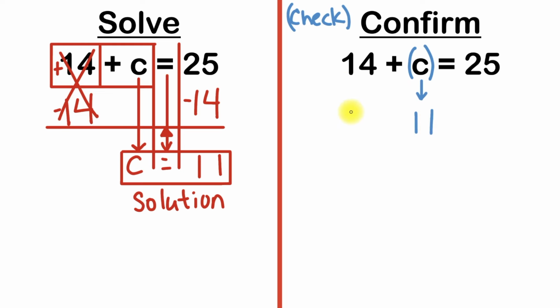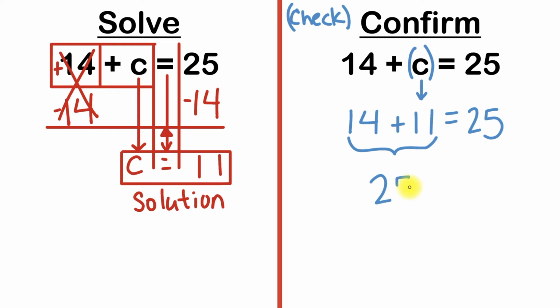I'll bring down the 14, I'll bring down the plus sign. I've already substituted c equals 11. I'll bring down the equal sign, and I'll bring down the 25. Now we just have to do 14 plus 11. And what's that? Well, that's 25.